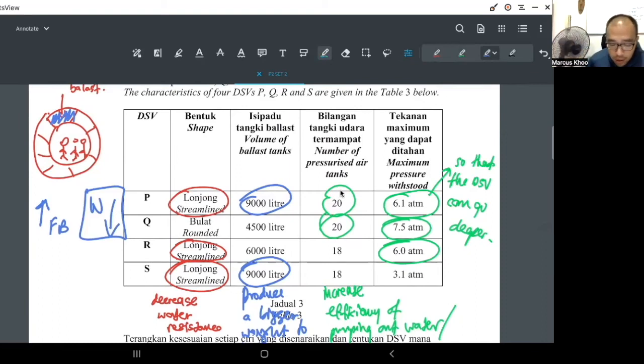Okay, so the best choice for this would be choice B. Although the maximum pressure withstood is only 6.1, it's not as high as 7.5, but it is streamlined shape. Okay, nobody wants this round shape. Round shape DSV is very weird, because we want to travel horizontally. If we want to go down, maybe round shape is better. But we want to go horizontal. So don't be confused with what you see in the movies. In movies it's usually round, because it wants to go down. But this one we want to move horizontally.